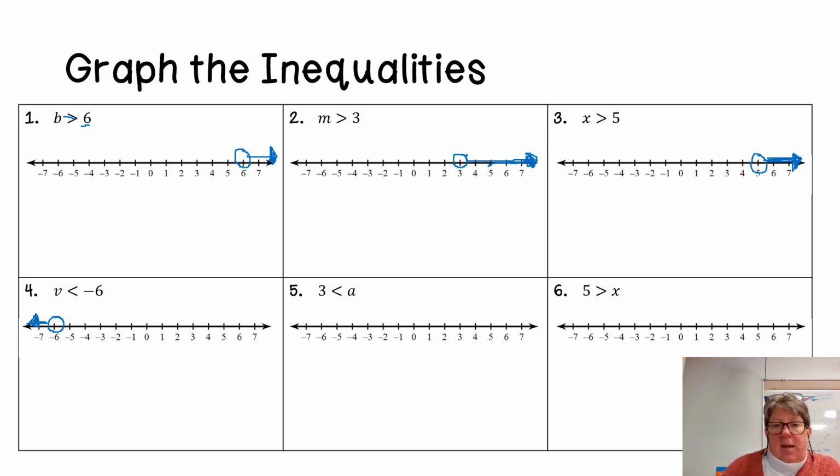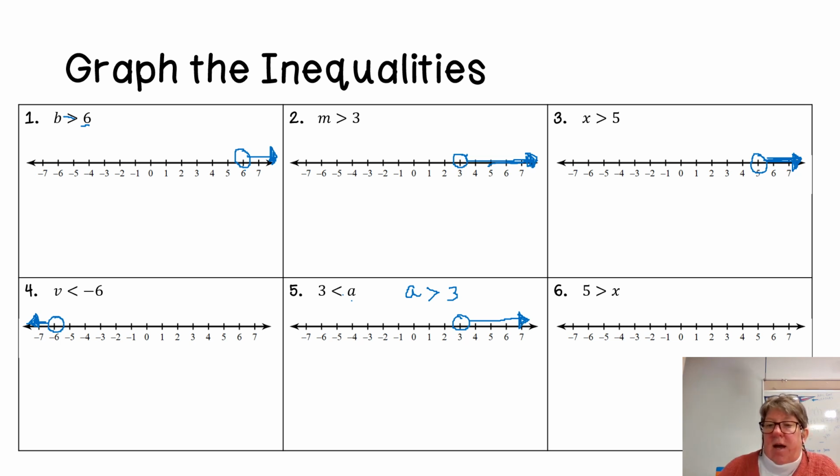3 is less than A. I need to reverse this, so I'm going to switch the A and the 3, and then I'm going to reverse the inequality so that the wide part still points to the A. So now I have A is greater than 3. I'm going to put my circle on 3, and I am going to draw my arrow to the right. Do you have to rewrite it? No. But if you want to match the arrow direction and the inequality direction, you should.